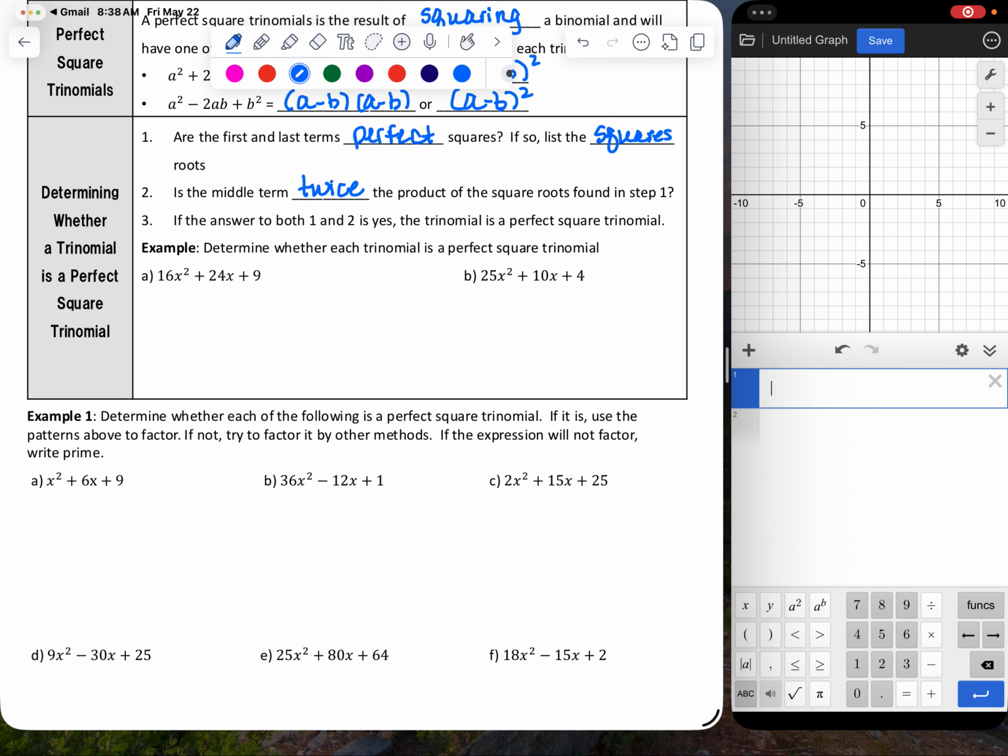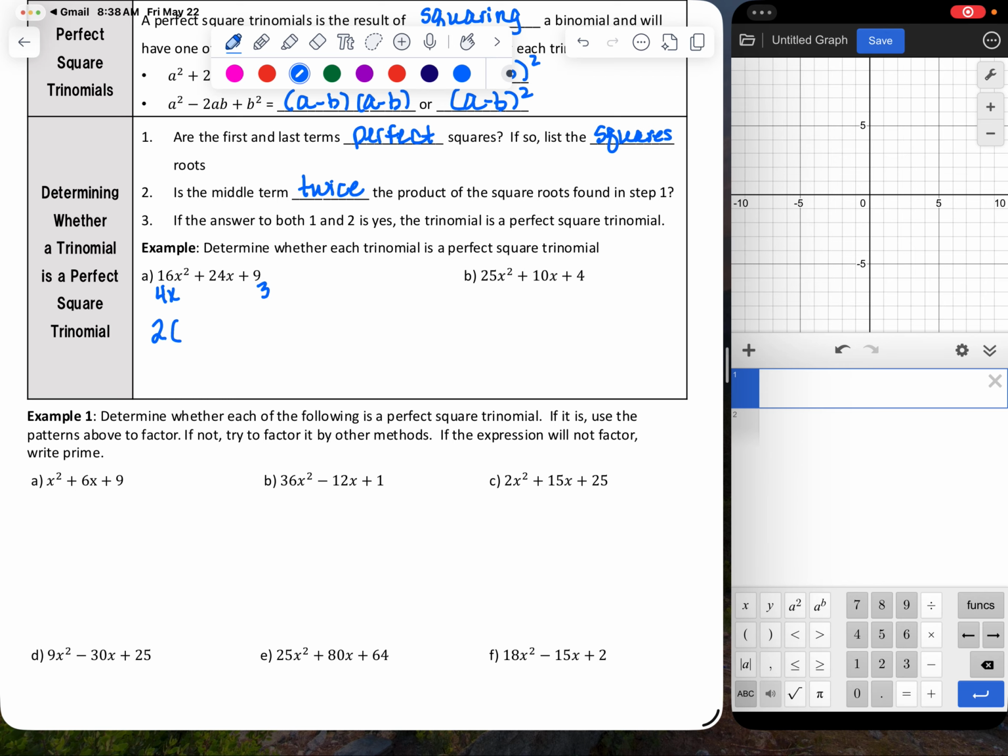So, in example A, it says determine whether each trinomial is a perfect square trinomial. So what you want to do is take the square root of the first term. So the square root of 16x squared would be 4x, and then the square root of the last term, that's 3. So they're both perfect squares, so we're good on that. Then you want to check, is the middle term twice the square root of the first term and the square root of the last term?